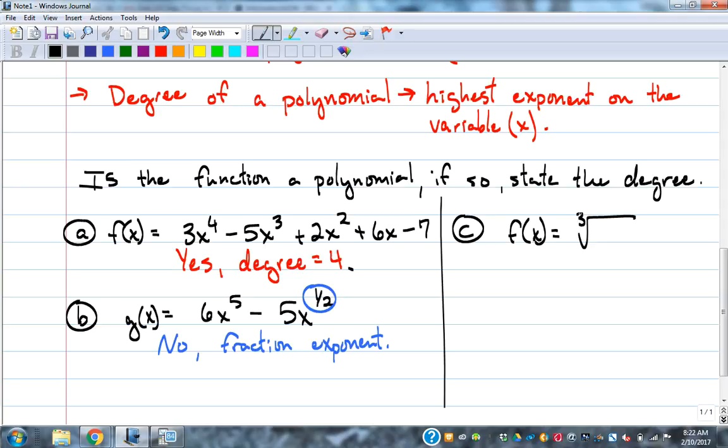No. Yeah. It looked like y squared. G of x is y. There's no way there's another y. It's a 1/2. What about C? Why not? It's a fraction exponent. Remember from Algebra 2, x to the 1/3 is the cube root. So that's not a polynomial.